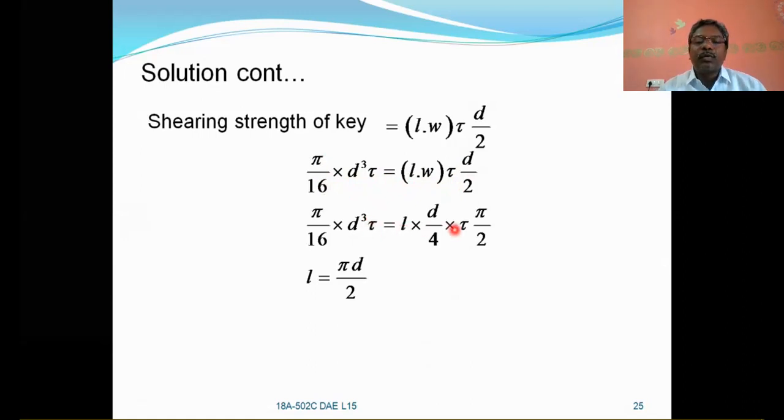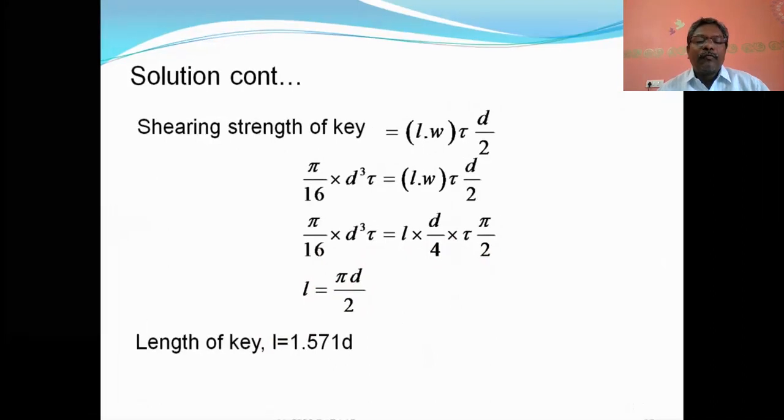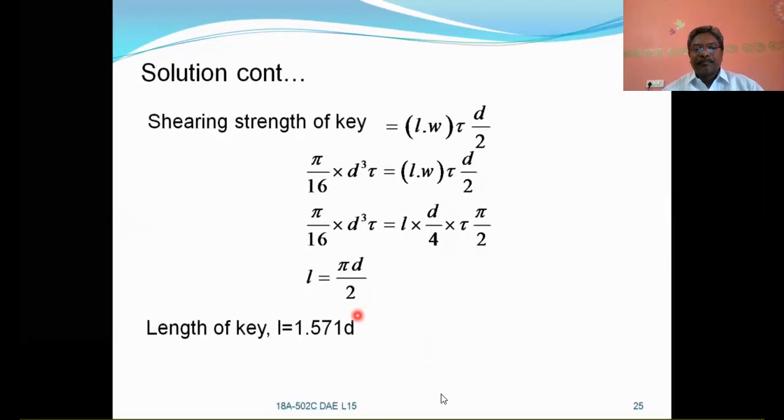That's why tau gets cancelled, and pi gets cancelled, and the 4 and 2 become 8, and it will become 2. L is equal to pi d by 2. So L is equal to pi d by 2, that is, length of the key is equal to 1.571 d. This is the answer to the problem. Length of the key is equal to 1.571 d.